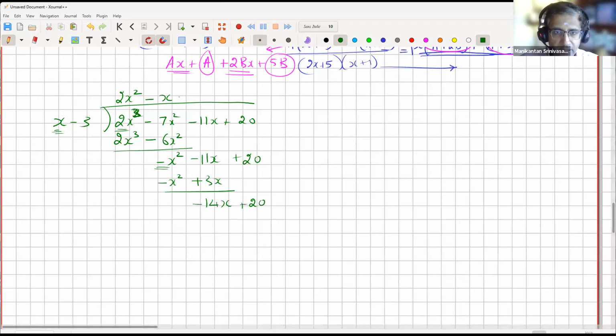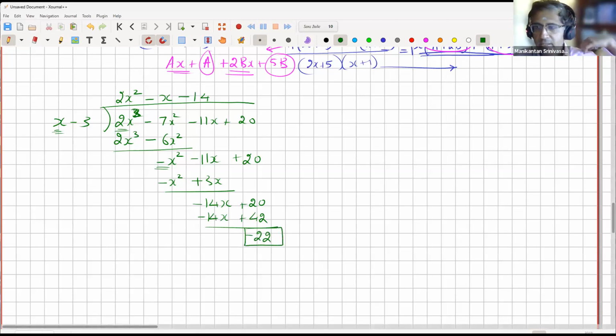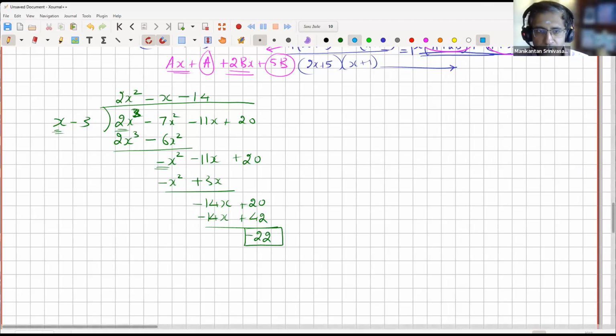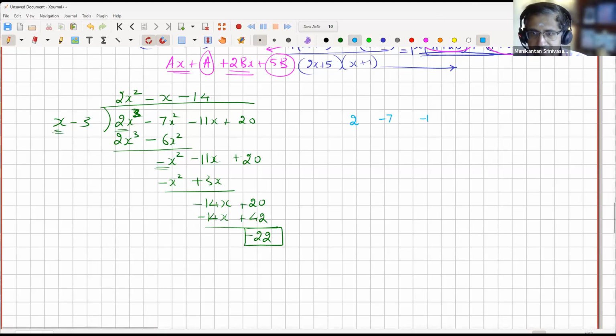And then last step, minus 14. So it's minus 14x plus 42. So the remainder is minus 22. So this is how we'll finish the long division, right? Now, equivalent way of dividing is called a synthetic division, which is much faster. Suppose the same problem is given, then all we have to do is write down the coefficients alone. So it's 2, minus 7, minus 11, and then plus 20.